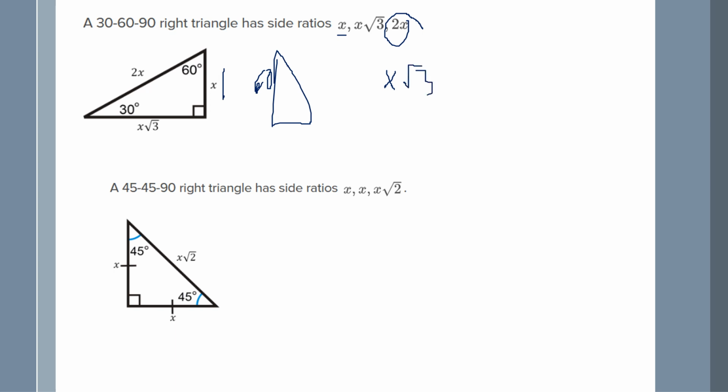All right? And then in 45-45-90, we know that the short and long leg are going to have the same length. And then its hypotenuse is going to be the same length as the leg times the square root of 2.